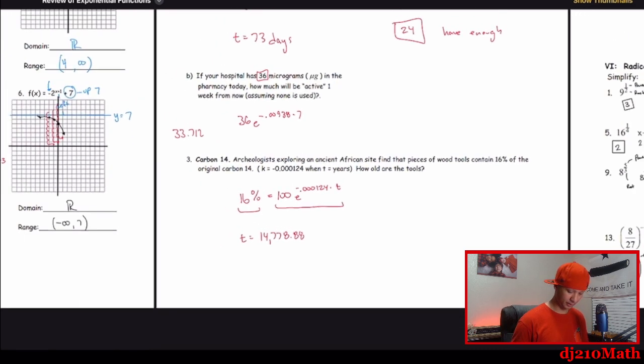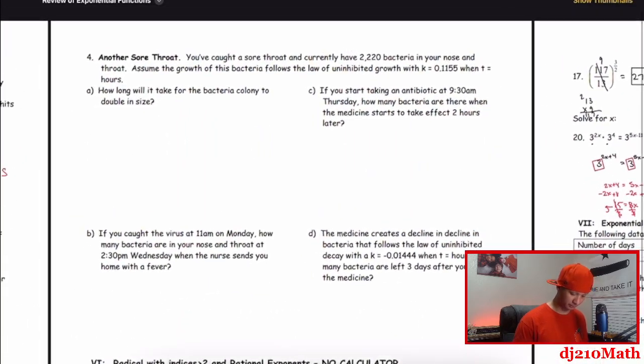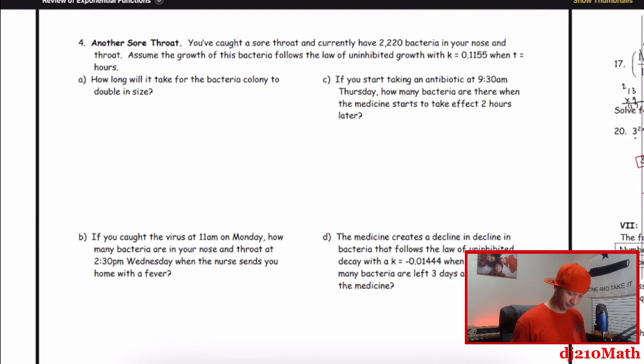Okay. I really wish I could have showed you what was on the calculator. All right, another sore throat. All right, so you caught the cooties and currently have 2,220 bacteria in your nose and throat. Assume the growth of this bacteria follows uninhibited growth. So here's K, and T is hours. How long will it take for the bacteria colony to double in size?